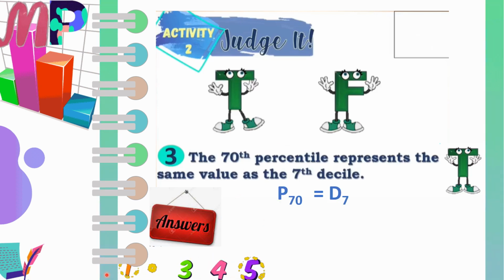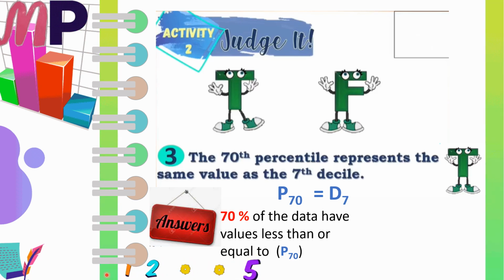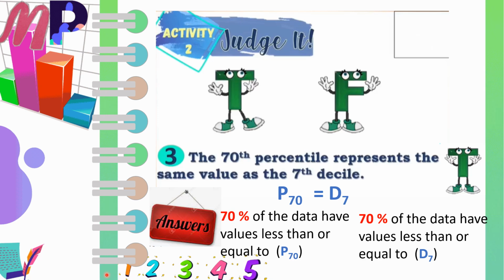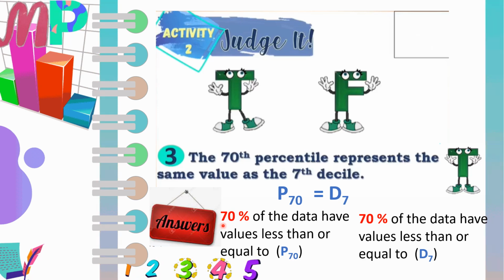Take note that P sub 70 is equal to D sub 7. Why? Because 70% of the data have values less than or equal to P sub 70, and at the same time, 70% of the data have values less than or equal to D sub 7. As you can see, P sub 70 and D sub 7 have the same percentage value, and this is 70%.